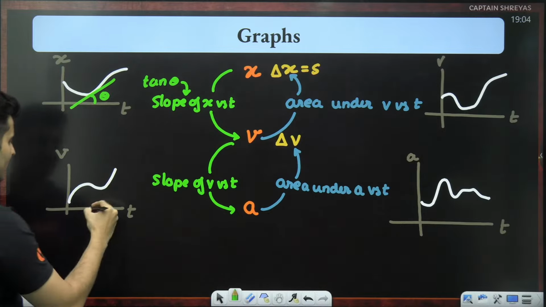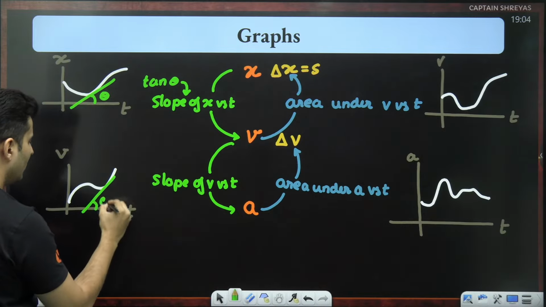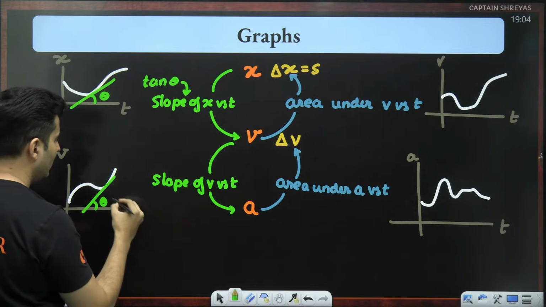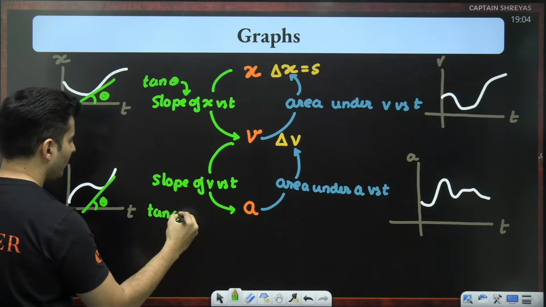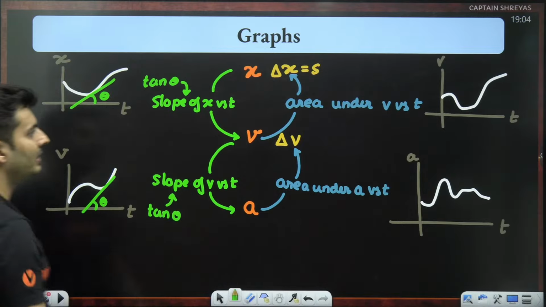Here, this is velocity versus time. You want to measure the velocity at any instant. You draw that angle by drawing the tangent. So again, that tan of theta is again the slope of that velocity time.